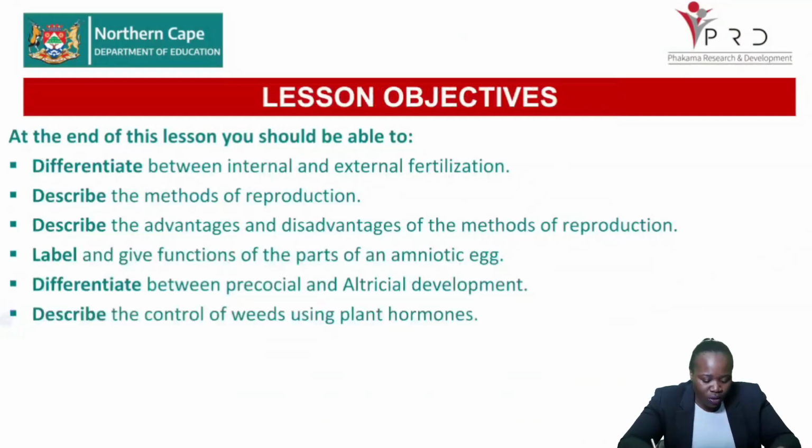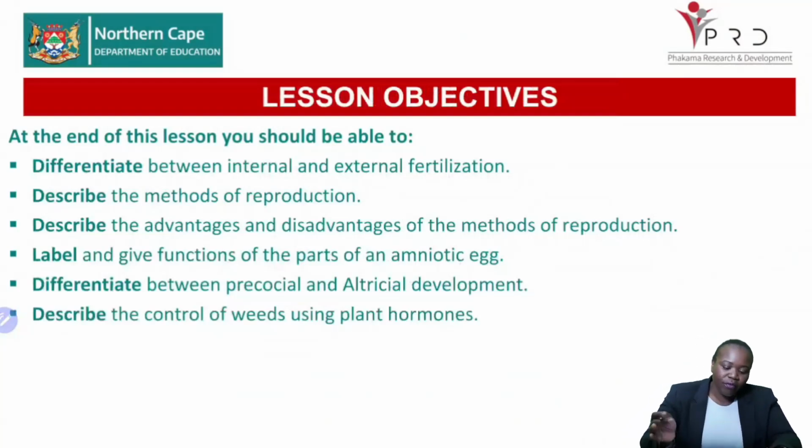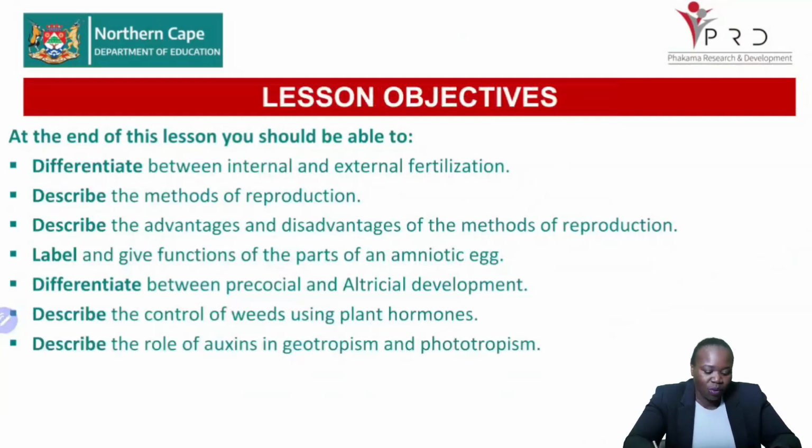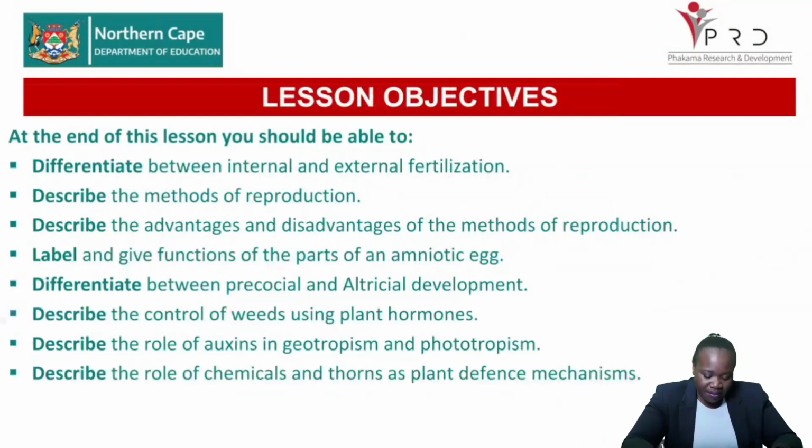So here we are going to look at what makes a bird or an organism to be precocial and what makes it to be altricial. Next, moving on to plant response, we are going to be looking at the control of weeds using plant hormones, right? And then we will also look at phototropism as well as geotropism. All right. And lastly, you should be able to describe the role of chemicals and thorns as plant defense mechanisms.